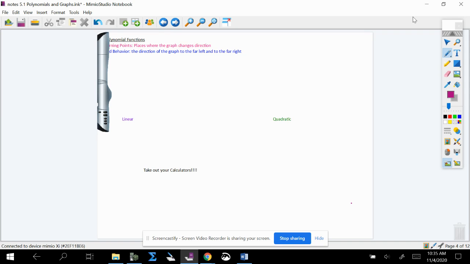Continuing with polynomial functions, now we're going to talk about, within polynomials, what are turning points and what is end behavior. I know the writing is a little small here, but I will explain it in detail.